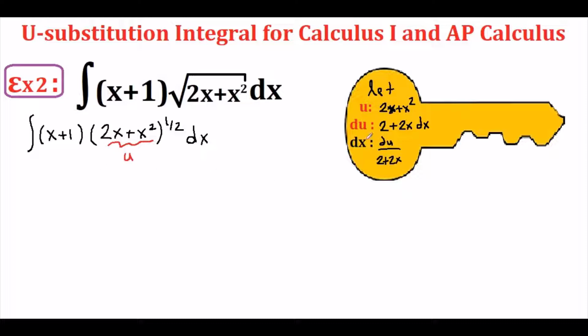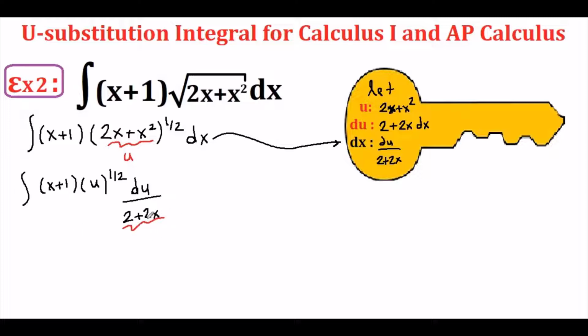Now let's write everything in terms of u. So we have here x plus 1. Instead of 2x plus x squared, we're going to write u raised to the 1/2 power. Instead of the dx, we're going to write du over 2 plus 2x. Now we're going to rearrange here. If you pull 2 to the front, factor out, what you have is 1 plus x, which is x plus 1 or 1 plus x. They cancel out.